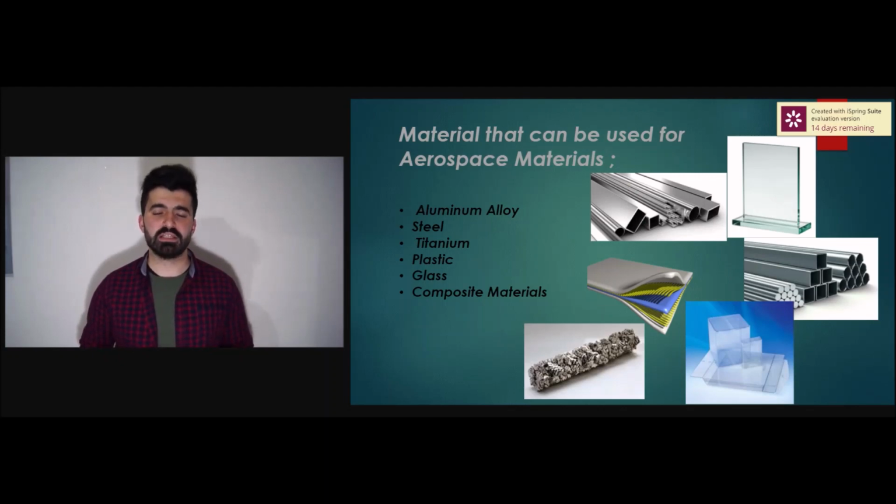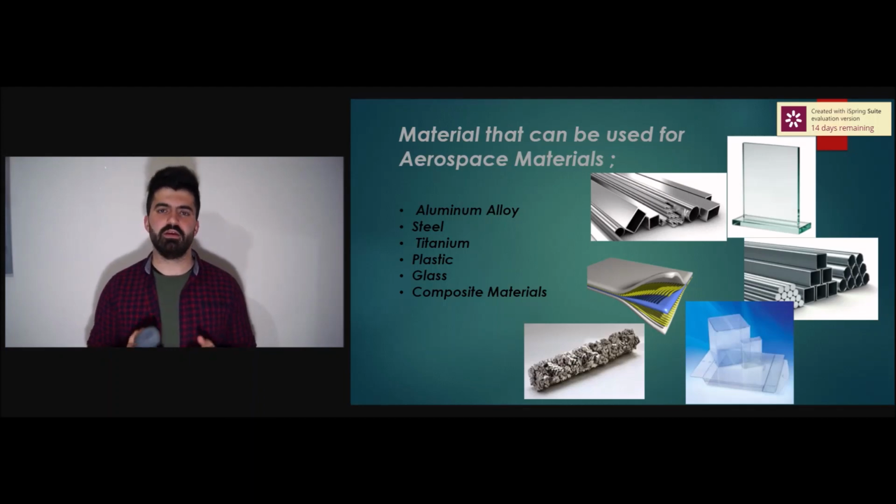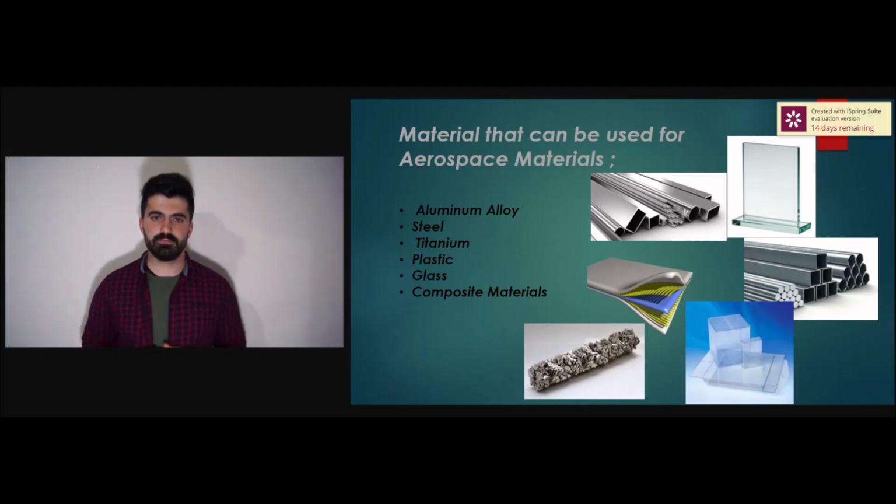metal or structure that can be used in the aircraft, rocket, and the space shuttle, which is the most important one and the most used one, which is the aluminum alloy. There are three groups of aluminum alloys.